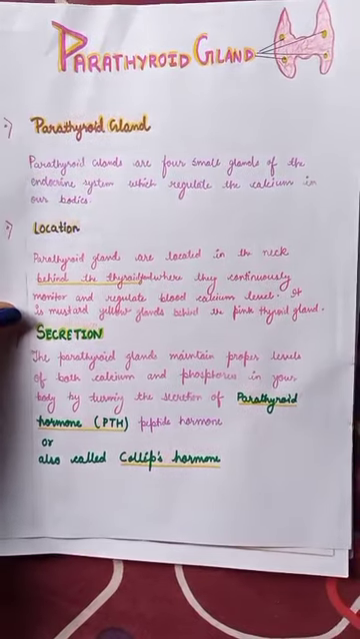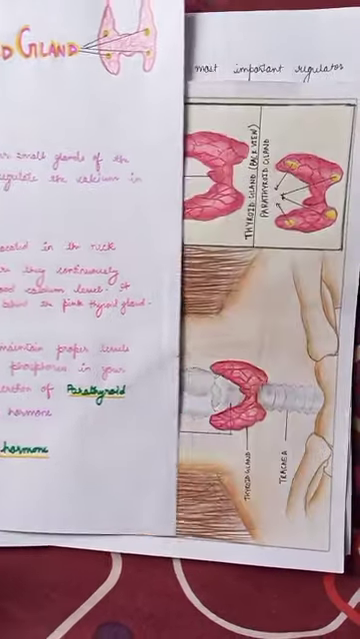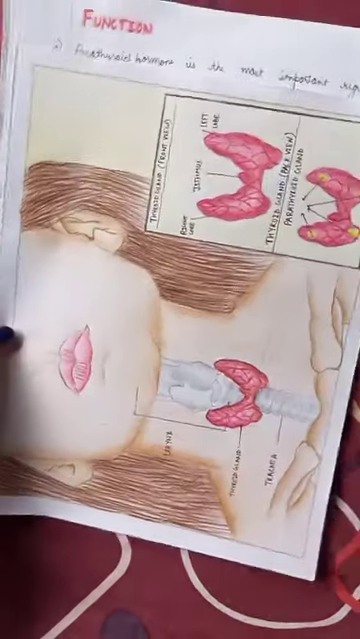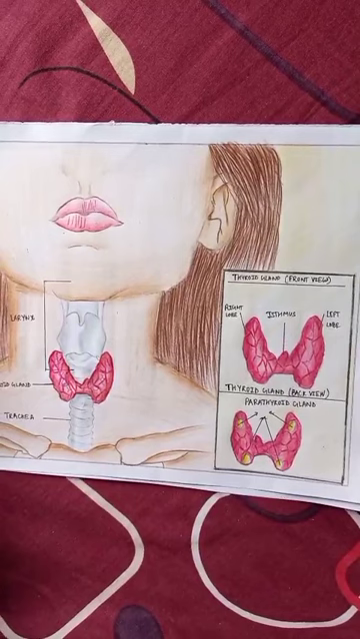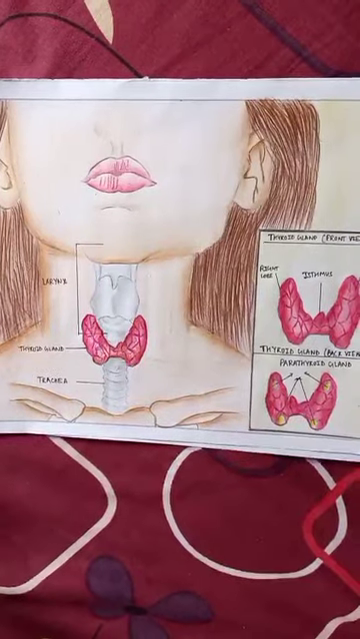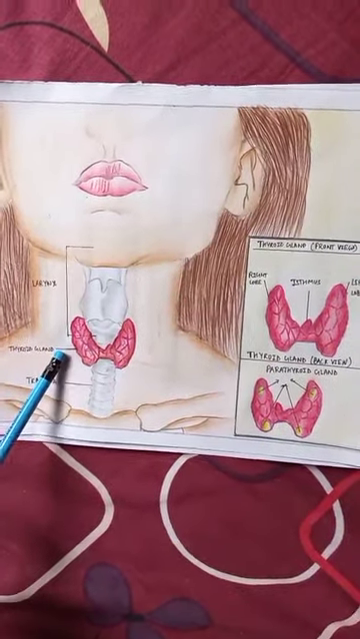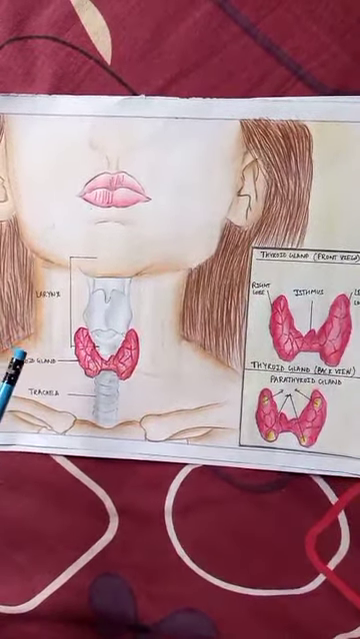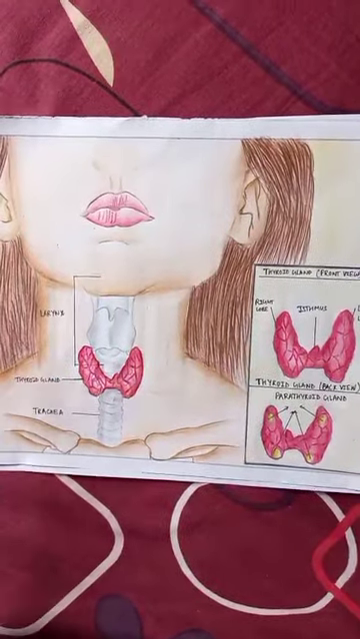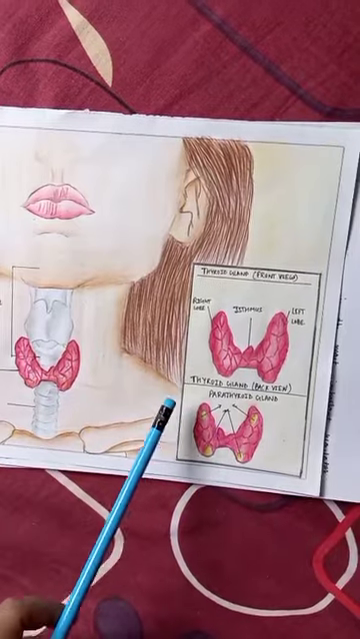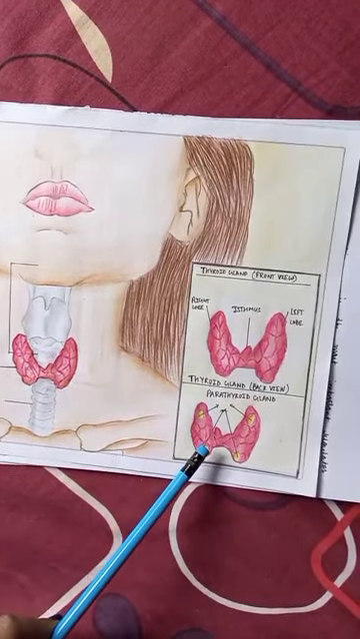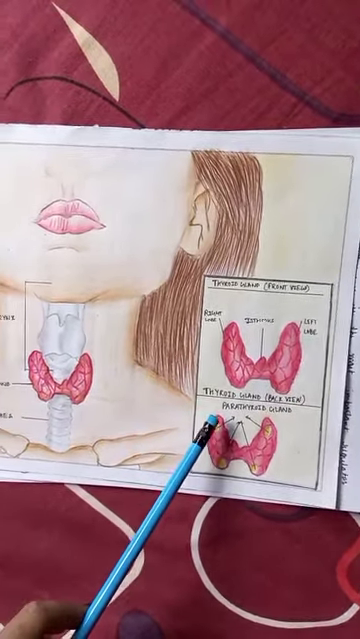Next we can see the diagram of parathyroid gland. Here we can see parathyroid gland is located behind the thyroid gland. We can see both. Here we can see the yellow mustard color, which is parathyroid gland.